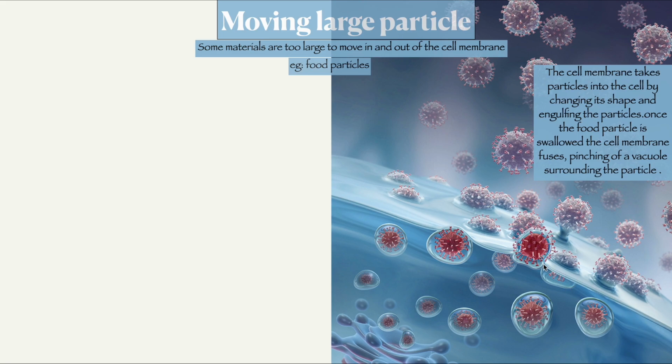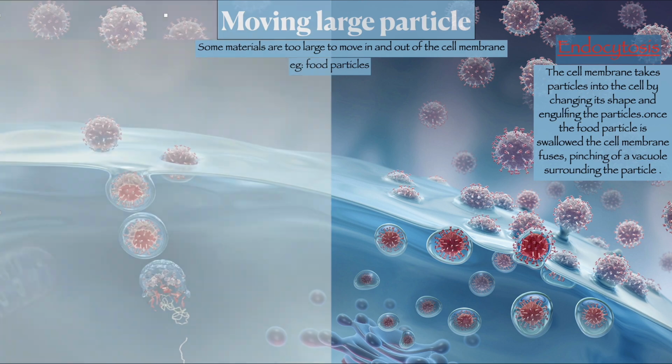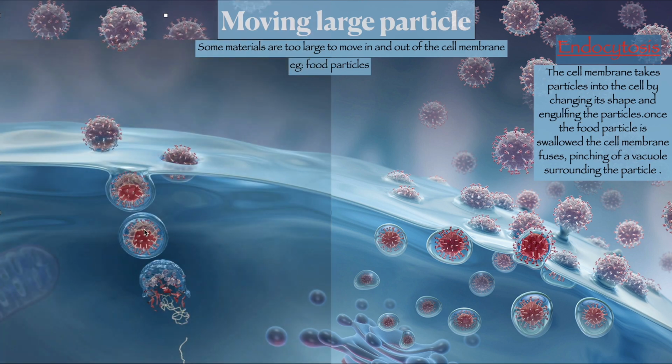For it to take in this food particle, it has to change its shape. Basically, it creates a small opening here and then engulfs the food particle. Once the food particle is swallowed, the cell membrane fuses, like how you see here, and pinches off a vacuole surrounding the particle. This is endocytosis because the cell membrane is taking in the food particle. The opposite is called exocytosis, wherein the cell membrane lets some of the food particles get out of the cell.